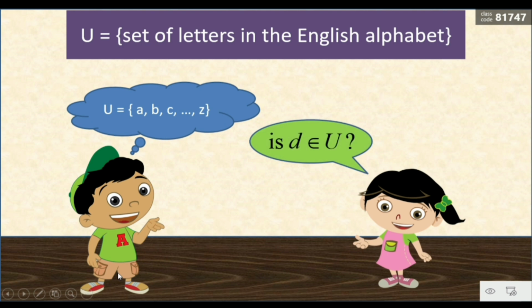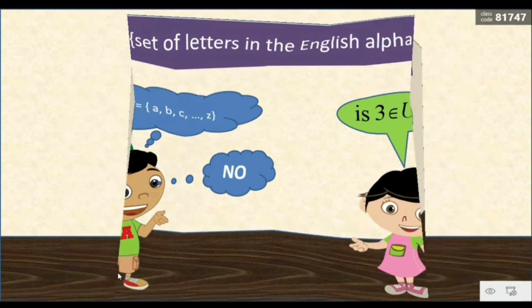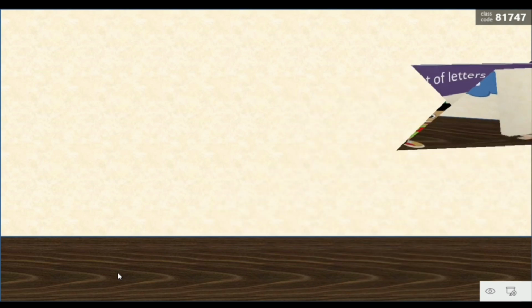Next, is D an element of the universal set? The answer is also yes. What about the question, is 3 an element of U? Very good. The answer is no, because we know that 3 is not a part of the English alphabet. It is a number. Let's have some more examples.